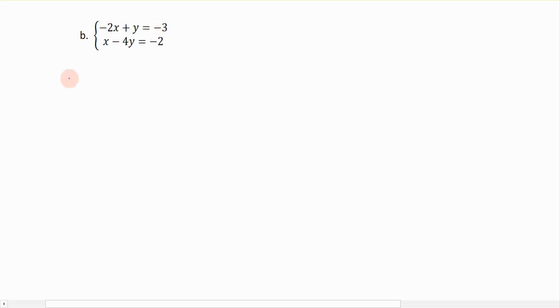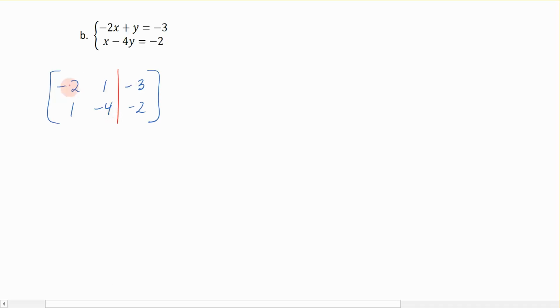So my matrix is going to look like -2, 1, -3. The -2 and the 1 come from the variables x and y, and the -3 comes from this part of the equation. The second row in my system comes from these values. So I have a 1, -4, and a -2. And this is my 2-row, 3-column matrix that I want to now simplify. Remember, this is called my augmented matrix.